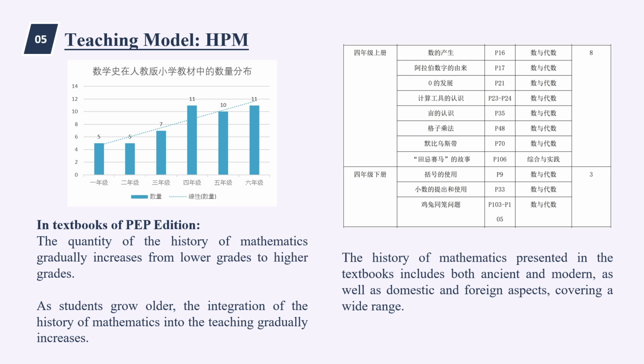Here are the relevant contents in grade 4 textbooks as an example. The history of mathematics presented in the textbooks includes both ancient and modern, as well as domestic and foreign aspects, covering a wide range.